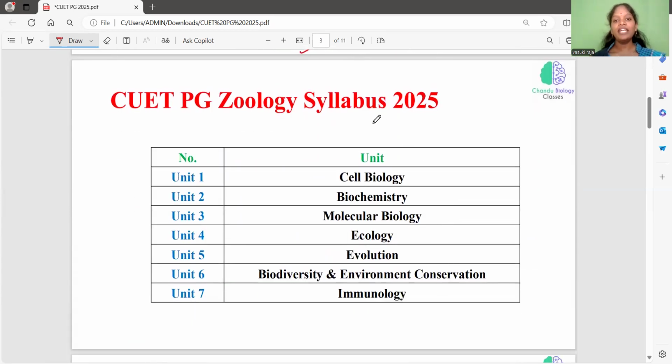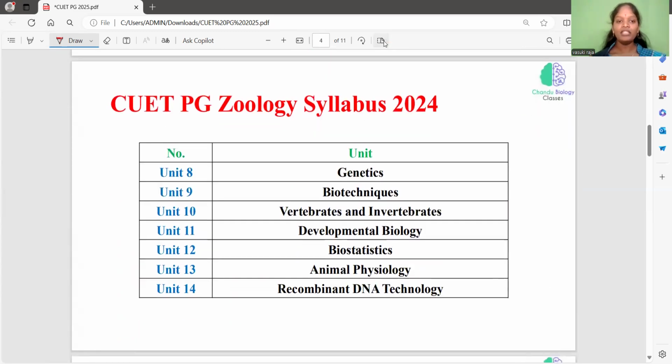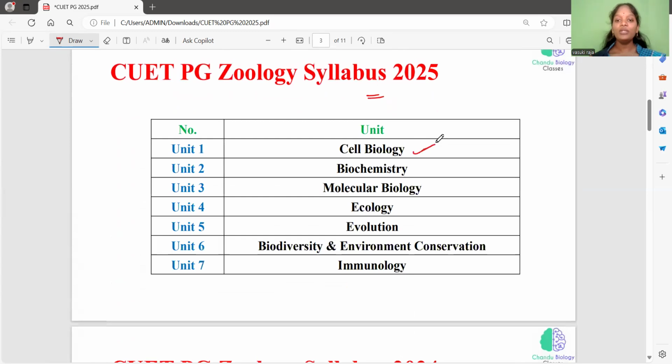Okay, and regarding the subject of zoology, we have 14 units in total. Unit 1 is cell biology. We know that cell biology is completely related to the study of the cell, and this also includes cell organelles and their functions, how each organelle does its function. It is also related to cell signaling and cell communication. So there will be a lot of minor topics coming under cell biology, and it is one of the most important units also. Okay, and unit 2 will be biochemistry.